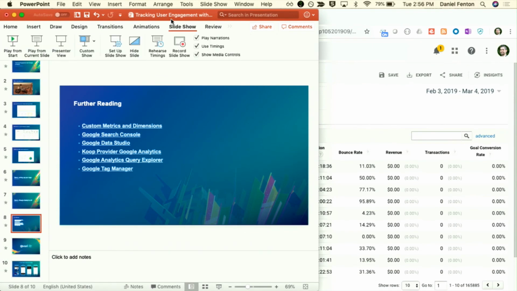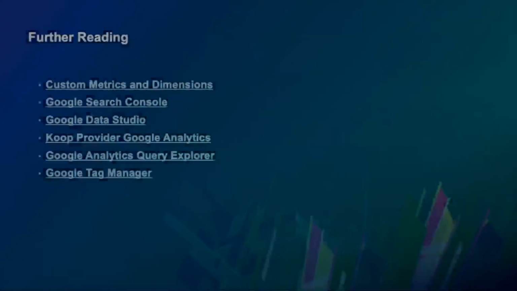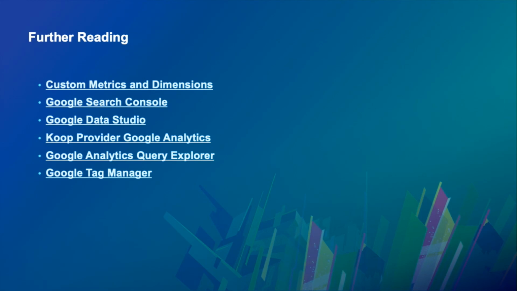I just want to point out, and this will be in the deck that we share out, this is a really deep topic, and there is obviously a lot more to share, but here are some things you should know about. Custom metrics and dimensions: you want to measure something beyond category, action, and label, like an item ID, or whether the user is signed in or not. The Google Search Console lets you analyze how people are getting to your site via Google. Google Data Studio lets you make super powerful and flexible custom reports.